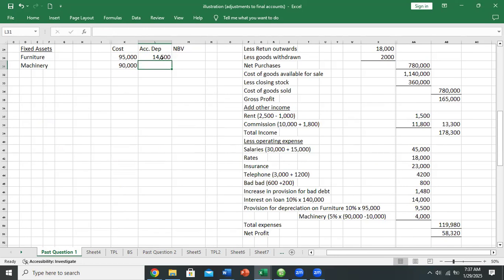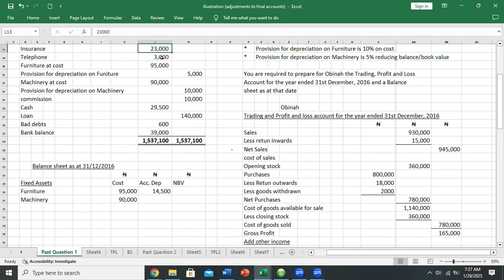You do the same for machine. So you check the trial balance. If there is none in the trial balance, it is 0. So you come to the additional information and pick the figure there. And 0 plus that figure, whatever you get, you put it there.